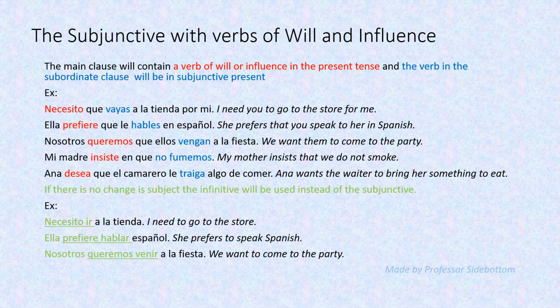Necesito ir a la tienda. I need to go to the store. I am the one who needs to go, and I'm the one who's going. No change in subject. Ella prefiere hablar español. She prefers to speak Spanish. She's the one who prefers to speak Spanish, and she's the one speaking Spanish. Nosotros queremos venir a la fiesta. We want to come to the party. Again, we want to come to the party, and we're the ones who are coming to the party.